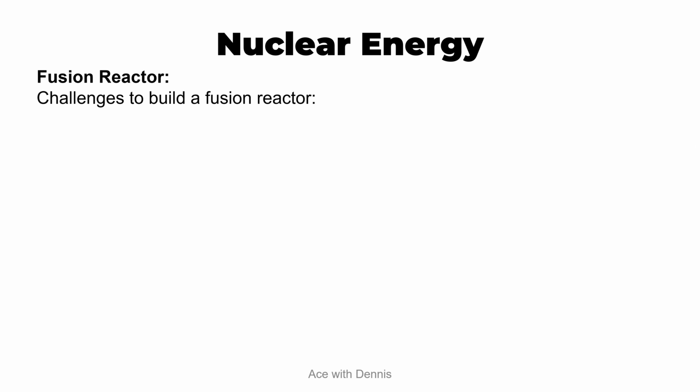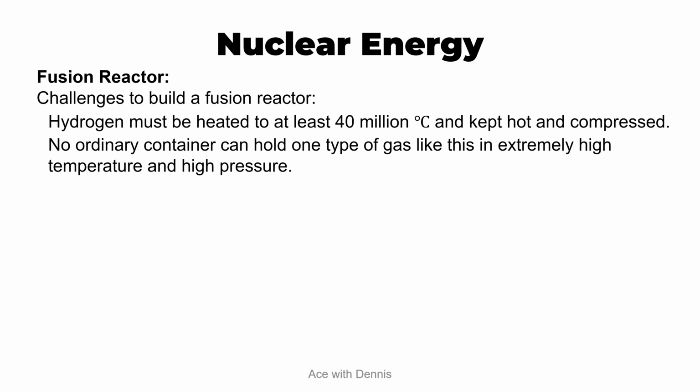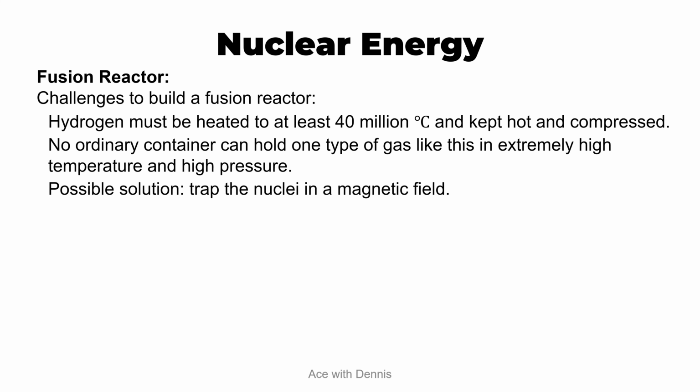Hence, here are the challenges to build a fusion reactor. The first is hydrogen must be heated to at least 40 million degrees Celsius and kept hot and compressed. Number 2. No ordinary container can hold one type of gas like this in extremely high temperature and high pressure. The possible solution is to trap the nuclei in a magnetic field.